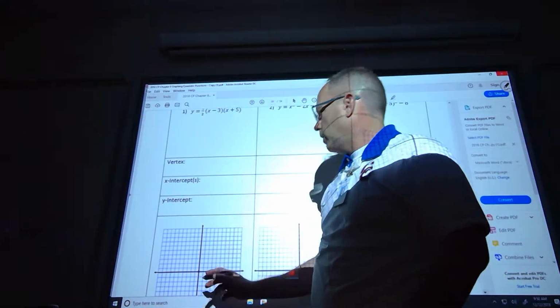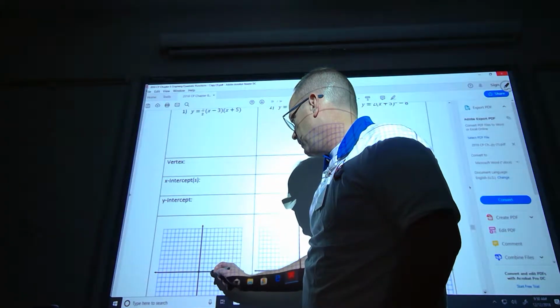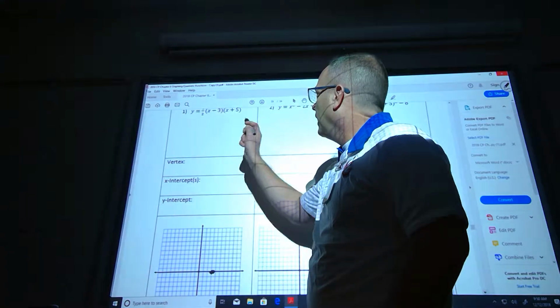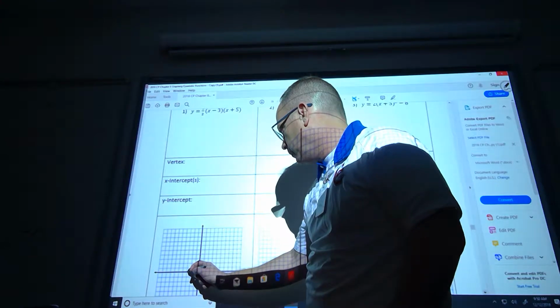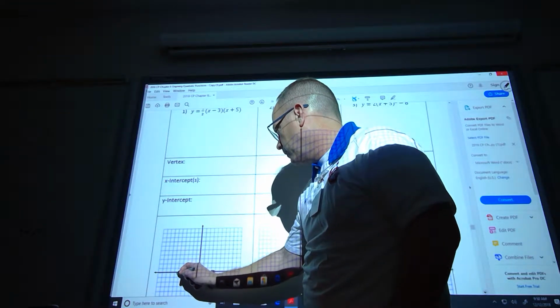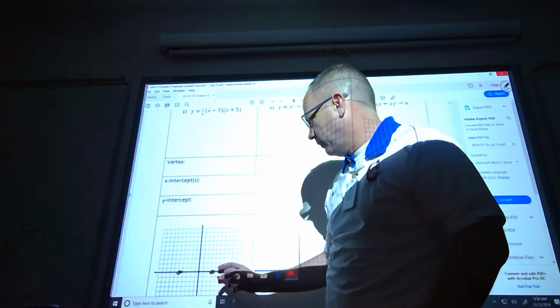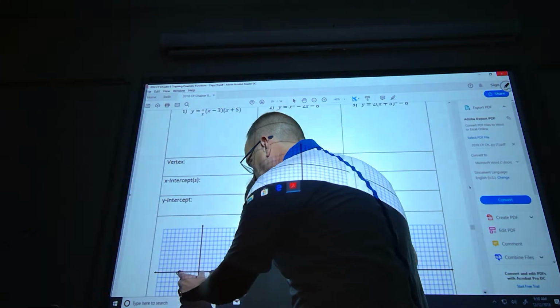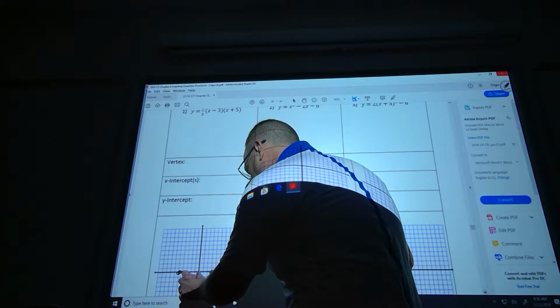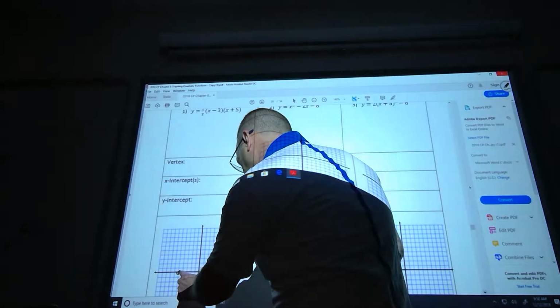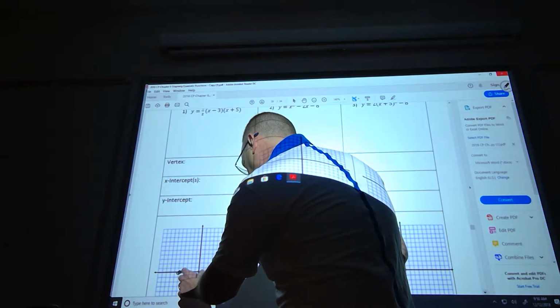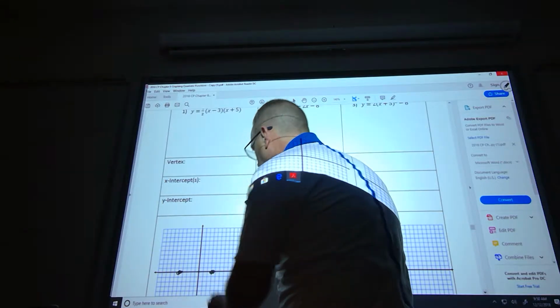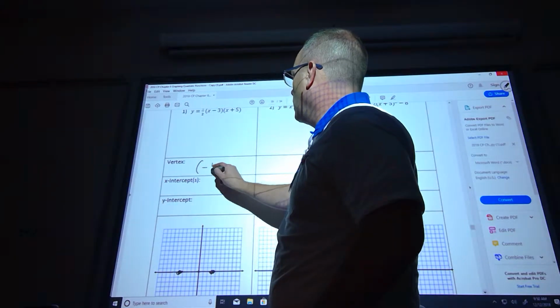So this one is going to cross at +3 and at -5. Then we want to find the vertex. Vertex is going to be halfway in between those. So if we go halfway in between, come in 1, come in 1, come in 1, come in 1. So it looks like at -1, comma something.